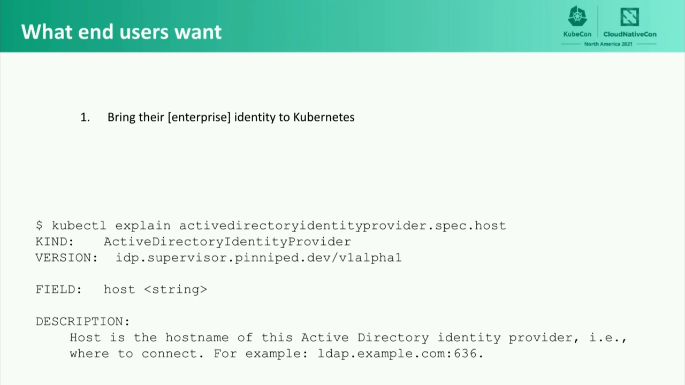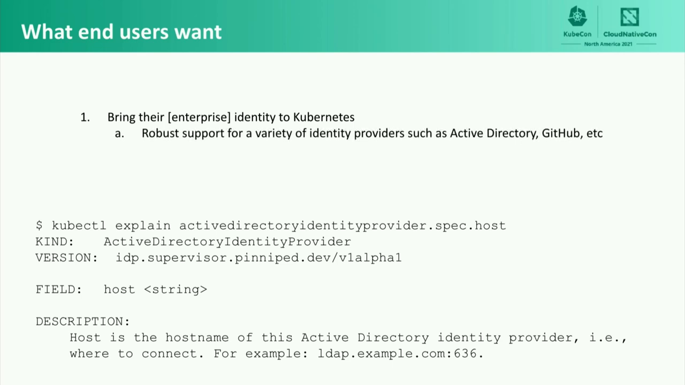So at the highest level, they want to bring their own identity to Kubernetes, right? And it doesn't matter where that identity comes from. It might be Active Directory, it might be GitHub, right? They want to be able to use any identity provider that they have available to them. And they want to be able to do this even if they didn't stand up the infrastructure themselves, in the cloud provider environments, for example. They want to have a consistent identity across all environments.